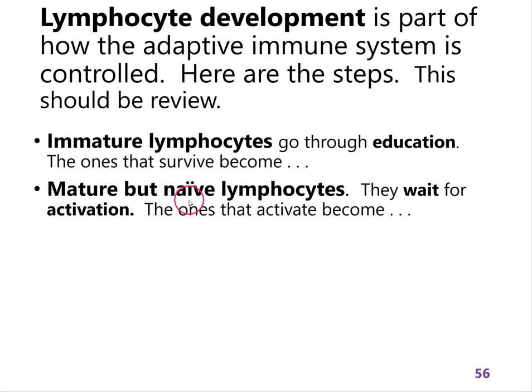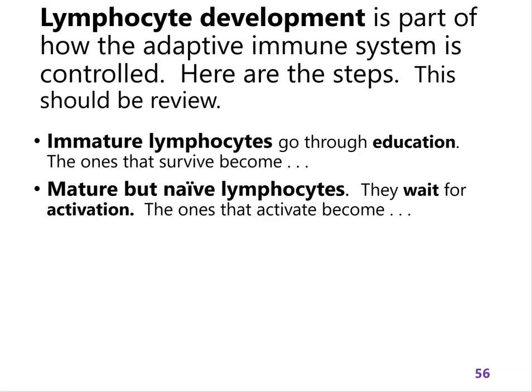But they are naive. Naive means they have never seen their epitope. They've never seen anything that their lymphocyte receptors can bind to. And their whole job is to wait for activation. These are the ones that are in your lymphatic tissues, just waiting. This is the giant pool of lymphocytes, where if we can find the right one, we can have a powerful immune response that can protect us from a pathogen. So that's mature but naive lymphocytes.